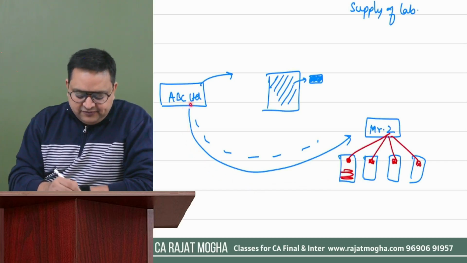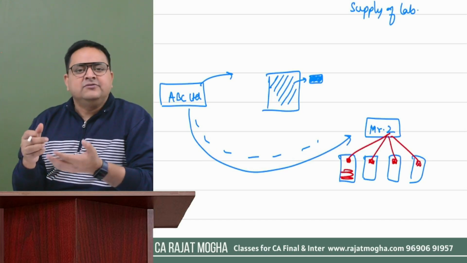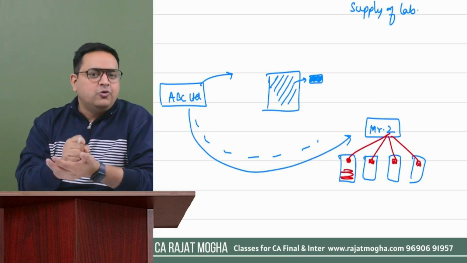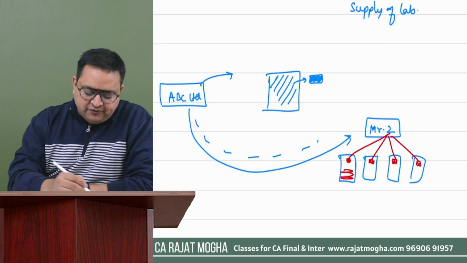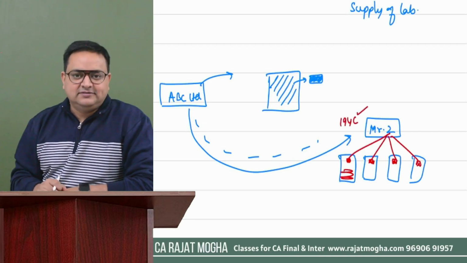So in this case, we are getting a job work done on our diaries or our calendars or anything which we would like to promote. We are getting our logo printed. So this is a job work. 194C will apply in this case.